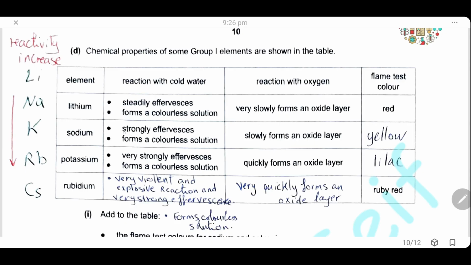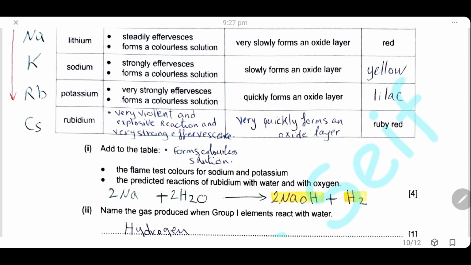So here we have strong effervescence. Then in case of potassium we have very strong effervescence. So we have to give an answer which is stronger than in case of potassium, because rubidium is more reactive than potassium, so it will give very strong effervescence, a very violent and explosive reaction. And in case of reaction with oxygen, it will very quickly form an oxide layer, and it will also form a colorless solution when reacting with cold water.